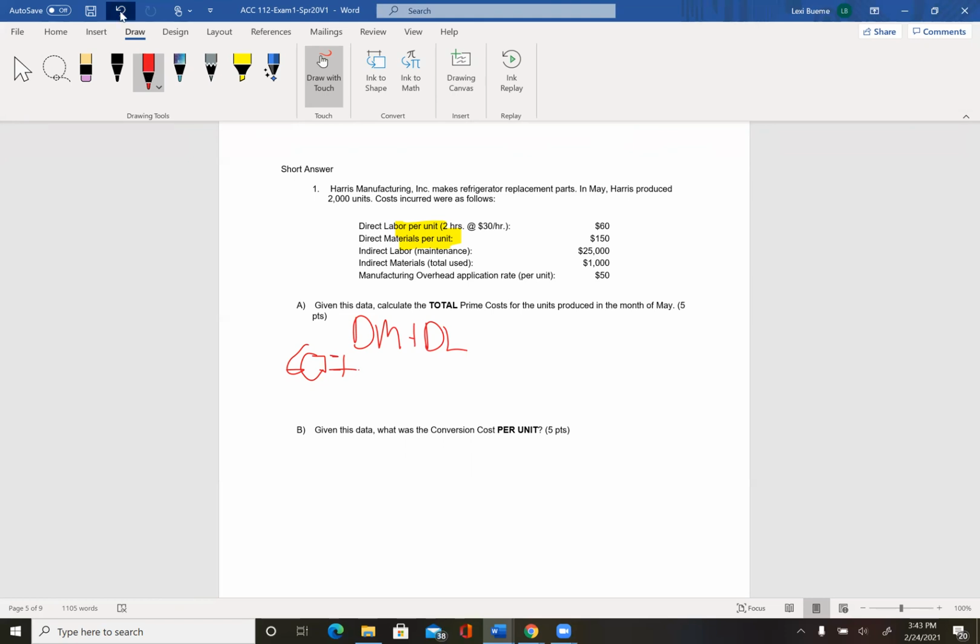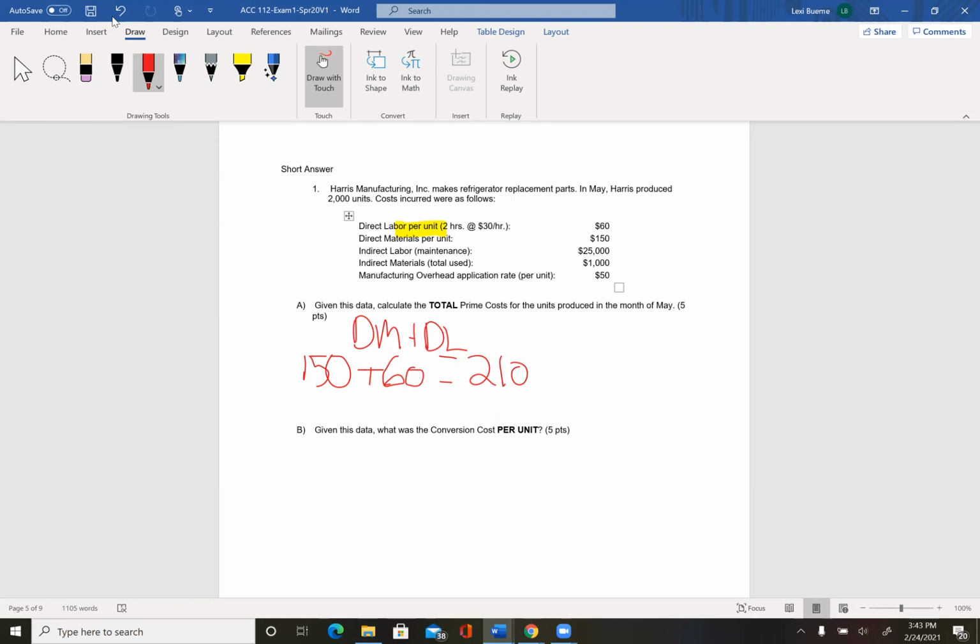Let me just do that real quick. So direct materials is 150, sorry about that. And direct labor is 60, both given, both per unit. That gives you 210. That's going to be per unit.